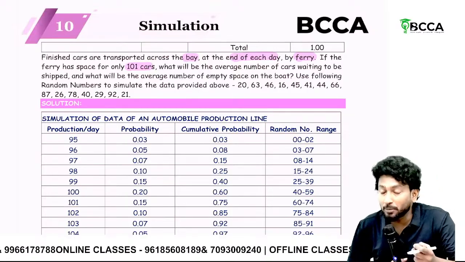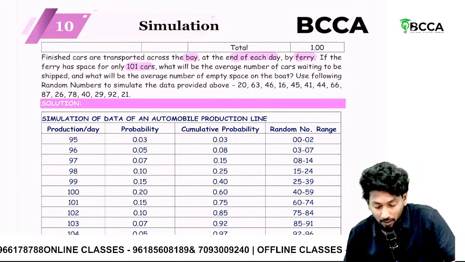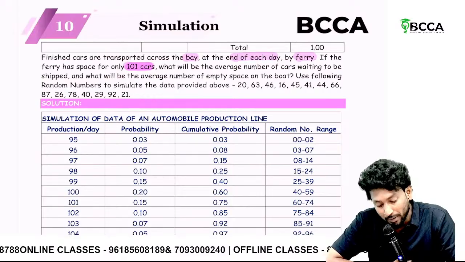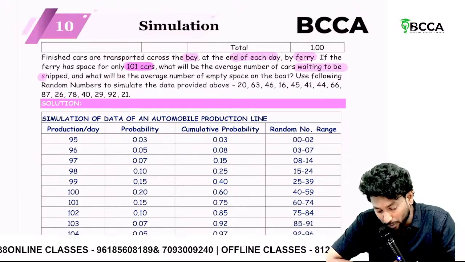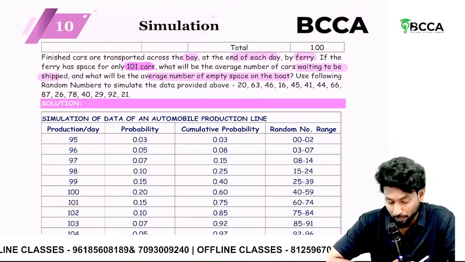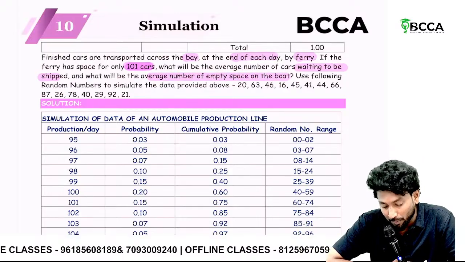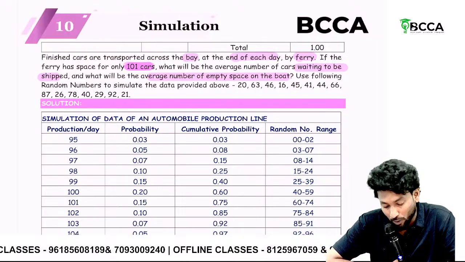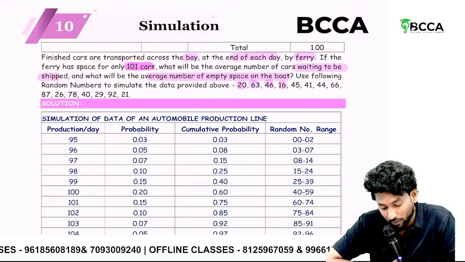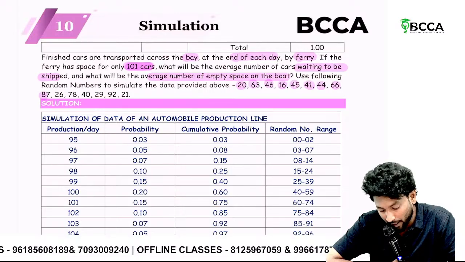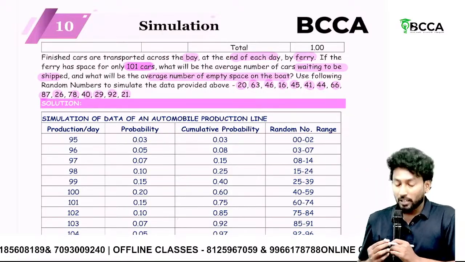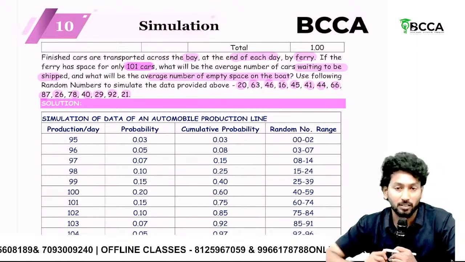There is space for only 101 cars on the ship. What will be the average number of cars waiting to be shipped? What will be the average number of empty spaces on the boat? Using the following random numbers, simulate the data provided above. How many random numbers are given? 1, 2, 3, up to 15. That means they are asking us to estimate the production for the next 15 days.